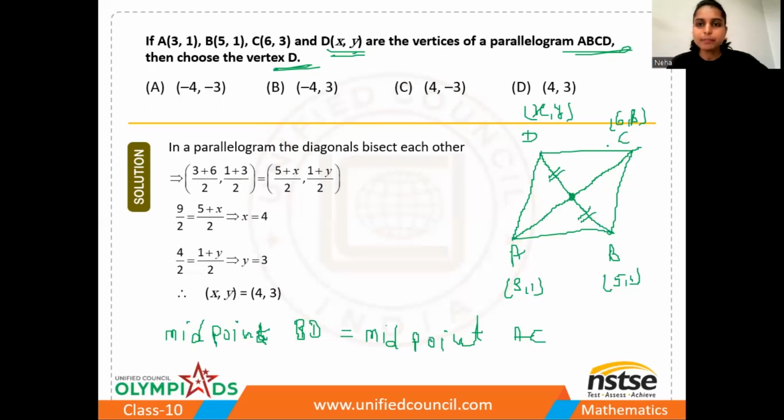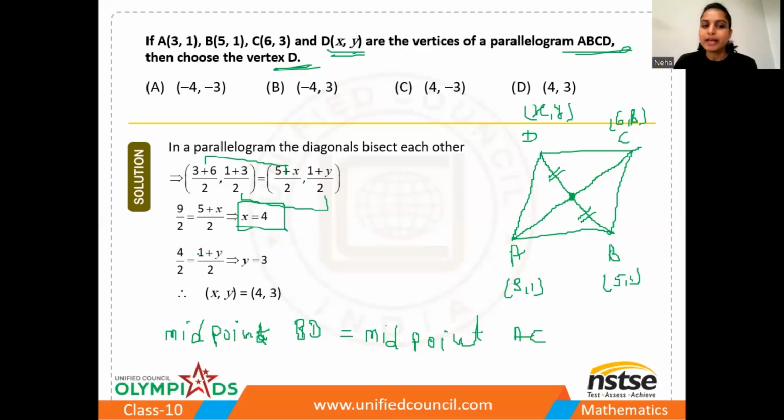Okay. So the midpoint of AC is what? This is 3 plus 6 by 2 and 1 plus 3 by 2. So just add the x coordinates, divide by 2, just add the y coordinates, divide by 2. Similarly, the midpoint of BD is 5 plus x divided by 2 and 1 plus y divided by 2. Perfect. Okay. So now here I can equate the x coordinates and I can equate the y coordinates. So if I equate the x coordinate, it becomes 9 by 2 is equal to 5 plus x by 2, that means x is equal to 4.